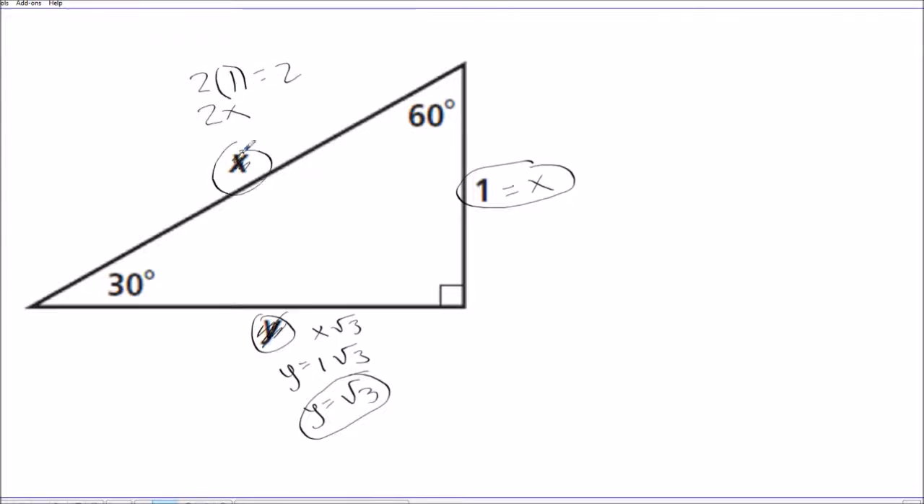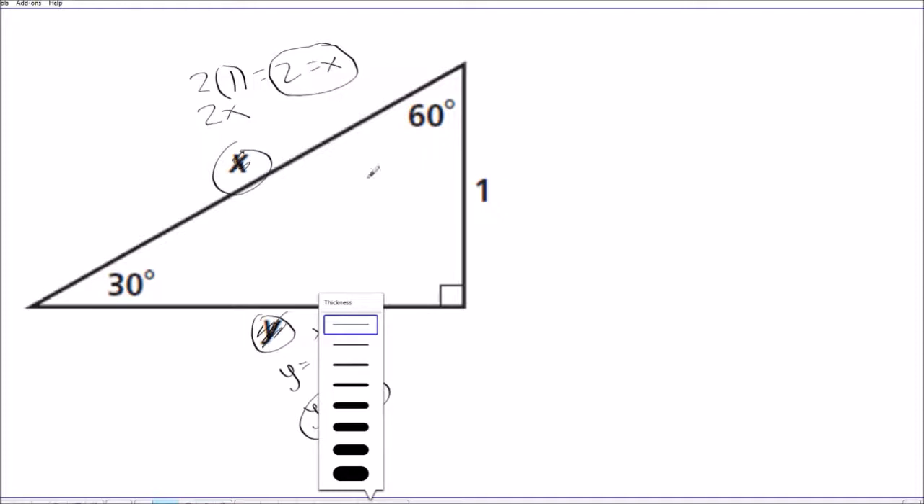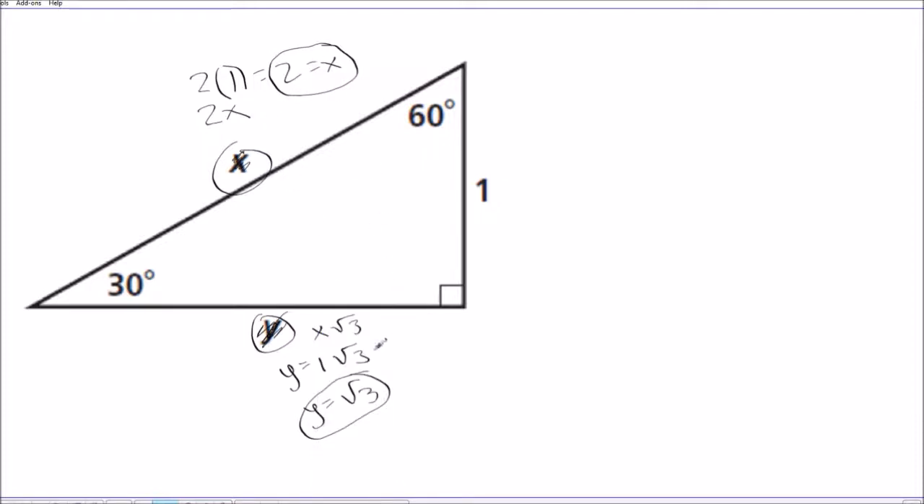And what was that? That originally was x, so I'm going to say that now is x. And I'm going to go back and erase this initial work, because now I have complete and accurate work for this question on my page, because I've said, hey, x is 2 and y is root 3, and that's done.